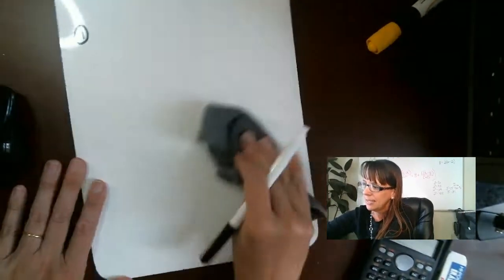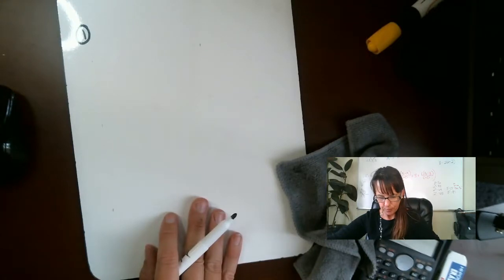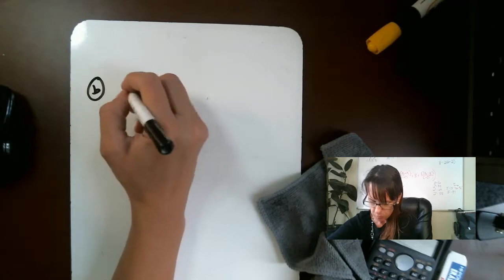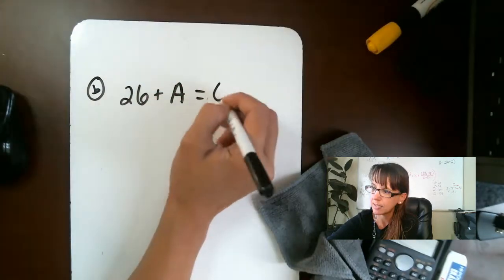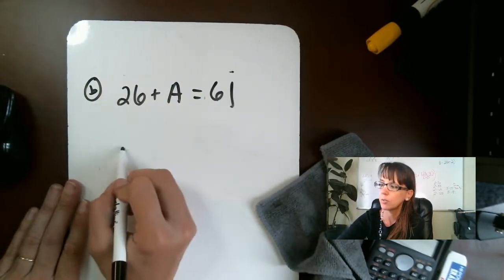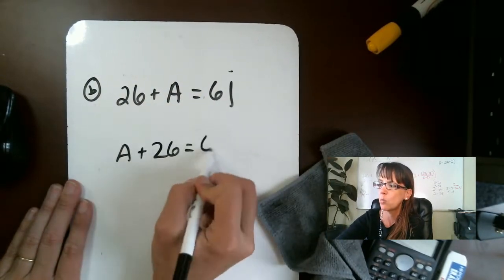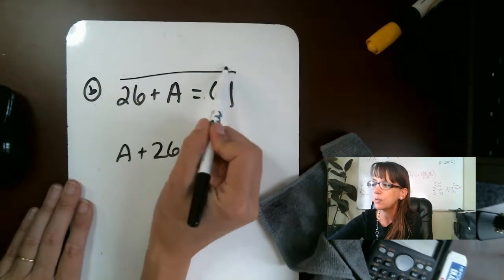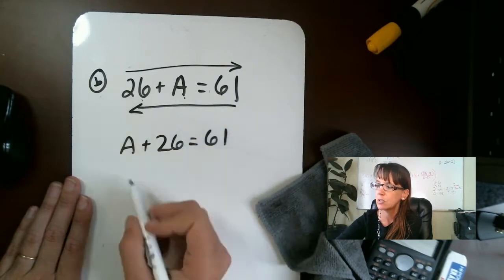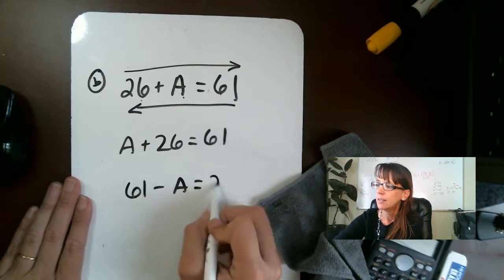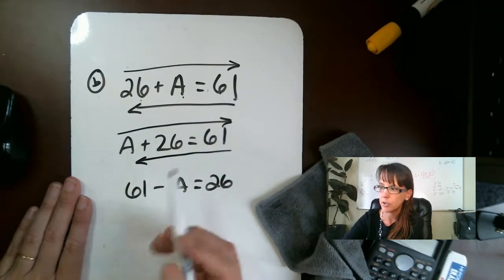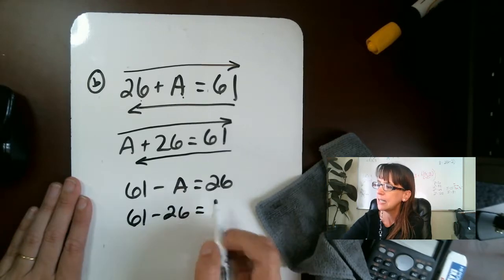All right, so looking at example 2. Oh, that was A, I'm sorry. For B, we have 26 plus A equals 61. Let's switch it around. Our addition, we can do A plus 26 is 61. Now, if we add in this direction, we can subtract in that direction, which makes it 61 minus A is 26. If we add in this direction, we can subtract in this direction, which means 61 minus 26 equals A.